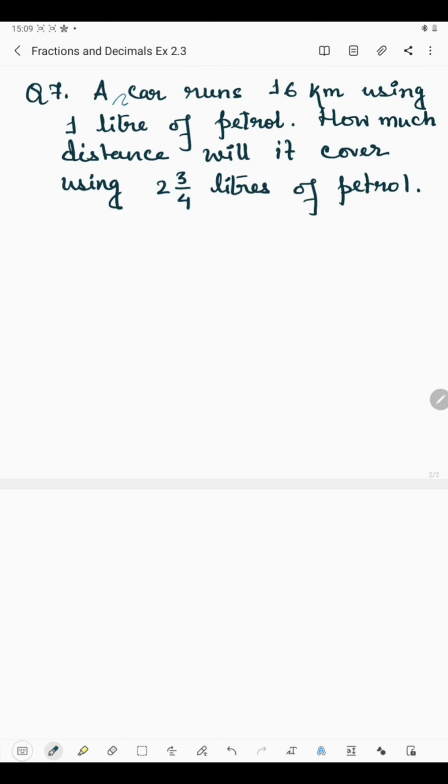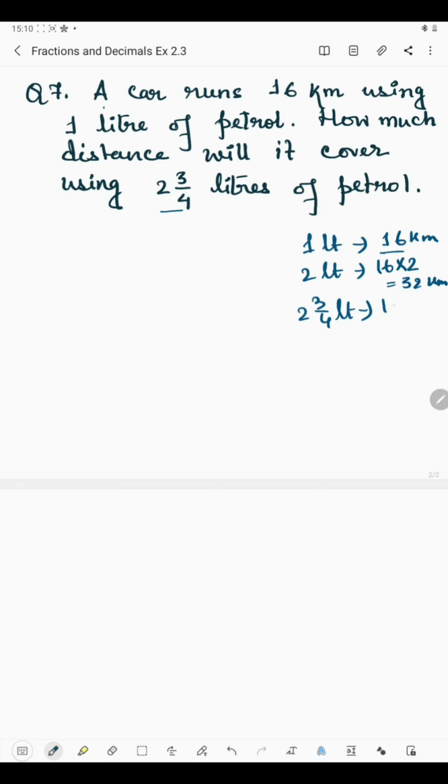Now in the next question we have a car runs 16 km using 1 liter of petrol. How much distance will it cover using 2 3 by 4 liters of petrol? So here also we'll be doing the same thing, like in 1 liter of petrol the car runs 16 km. If there are 2 liters of petrol, then it will run double of this, that means 16 multiplied by 2, which is 32 km. Similarly, if there is 2 3 by 4 liters of petrol, then it will run 16 multiplied by 2 3 by 4, right?